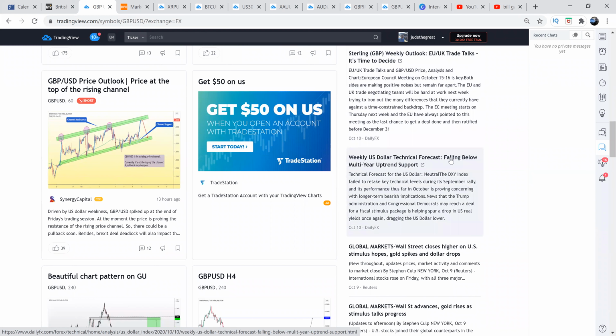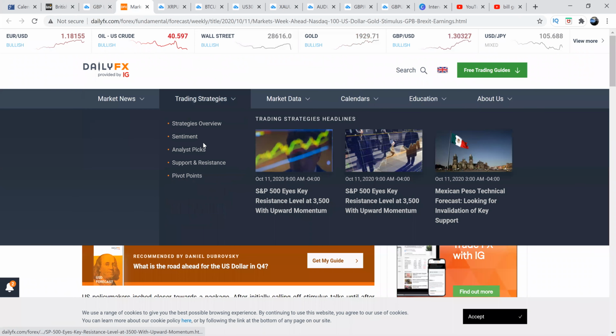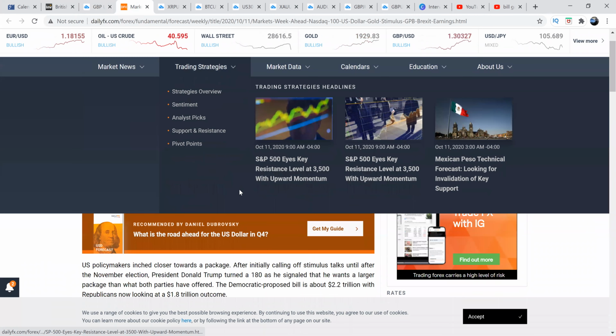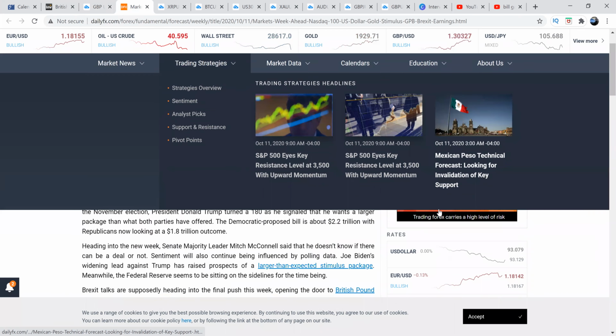And we see the US dollar falling below multi-year uptrend support. So I know the dollar is weakened. News that the Trump administration and Congress Democrats may reach a deal for a fiscal stimulus package is helping spur a drop in the U.S. real yields once again.